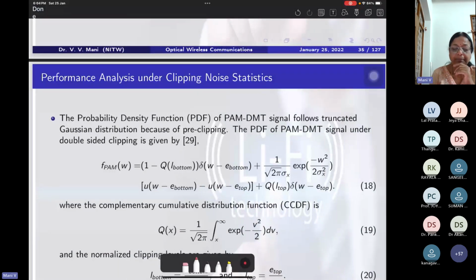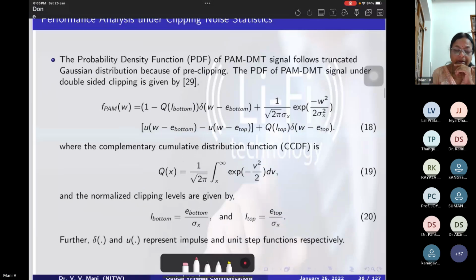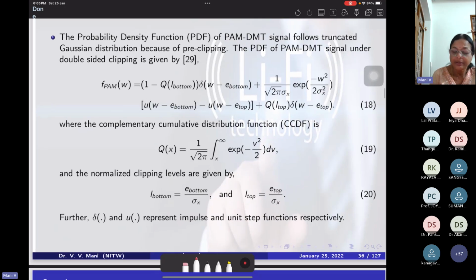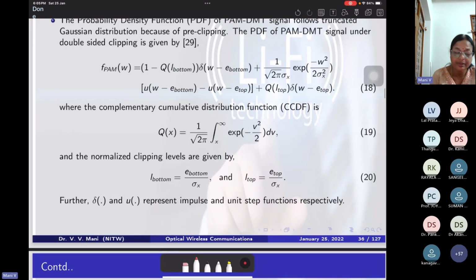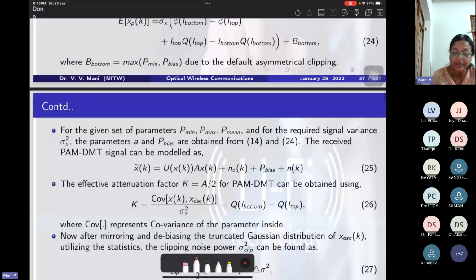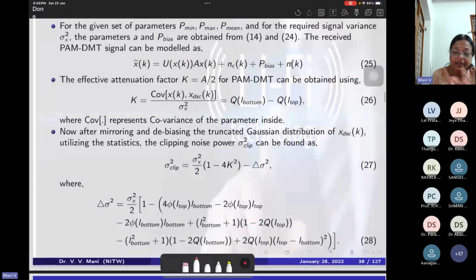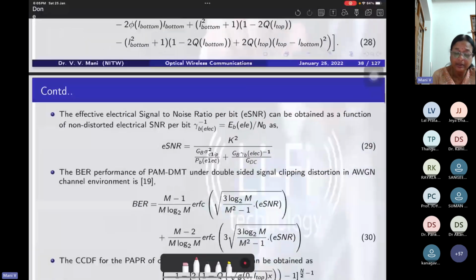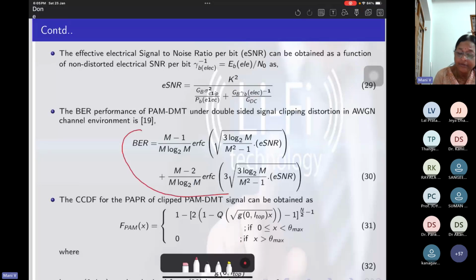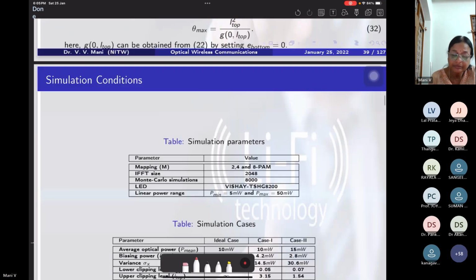Different kinds of clipping noise statistics are taken: the lower bottom clipping noise of the diode, and the format of that clipping noise, the CCDF function of that clipping noise. Those formats are taken into consideration and translated into a signal model. If that clipping noise is also added to the system, the final probability of error is derived as a math formula and this formula is also simulated.